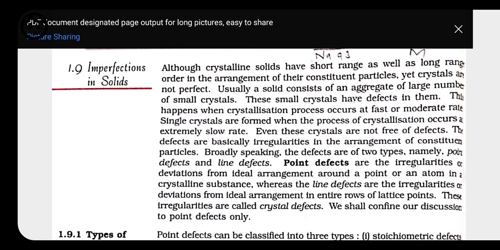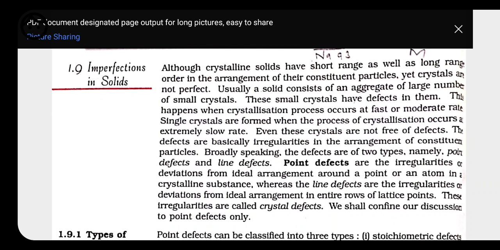This imperfection is classified into two, that is called point defect, and another one is called line defect. So what do you mean by point defect? First I will tell you about the point defect, because in your syllabus we have to discuss only the point defect, not the line defect. So first we will have just an introduction of the point defect.